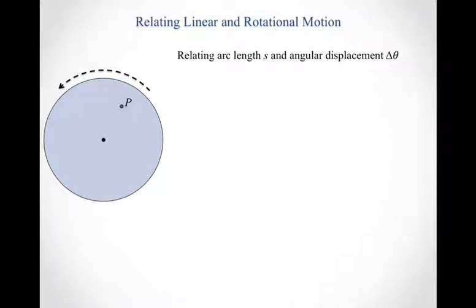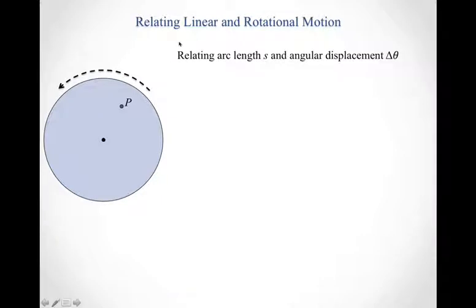So now we have a set of variables that we can use to describe linear or translational motion, and we have a set of variables that we can use to describe rotational motion. But if we have a system like this, some extended object as it spins, and we want to think about some point P on this wheel as it rotates around, there's a way to relate the translational motion of point P to the rotational motion of the wheel. And so that's what we want to talk about in this video.